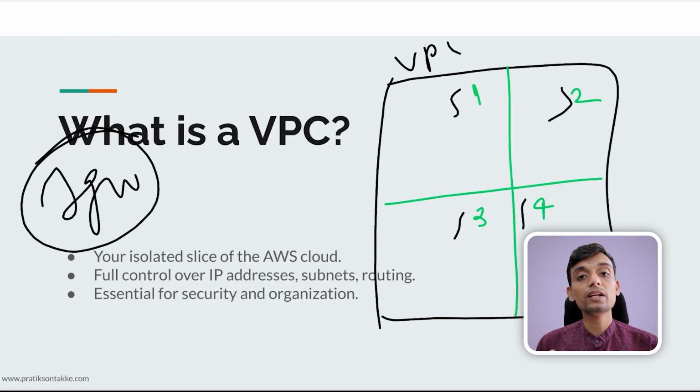Then what is IGW? Internet gateway, right? So what's the functionality of IGW? To provide internet inside the VPC. As simple as that. Who is going to provide internet inside the VPC? It's called the IGW.